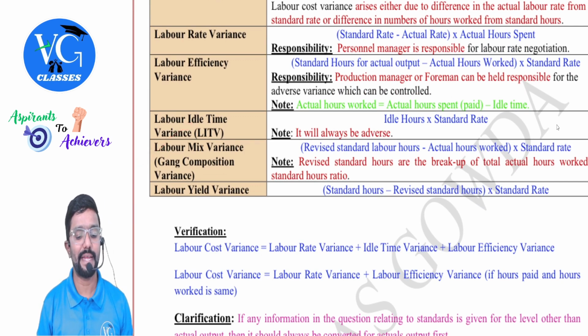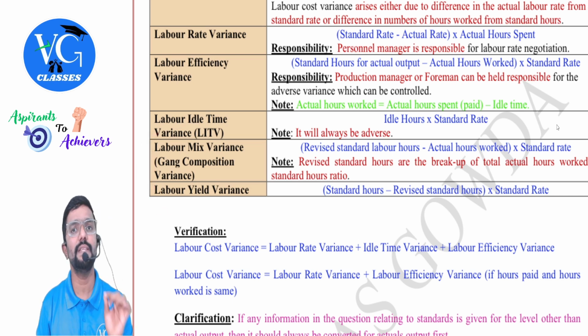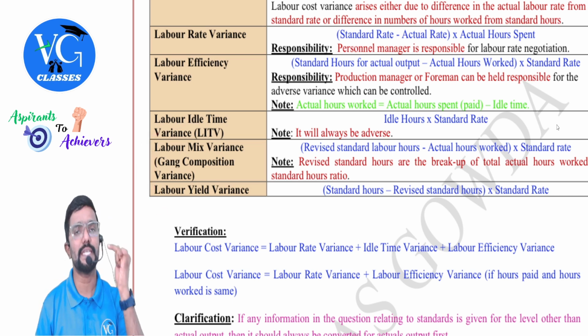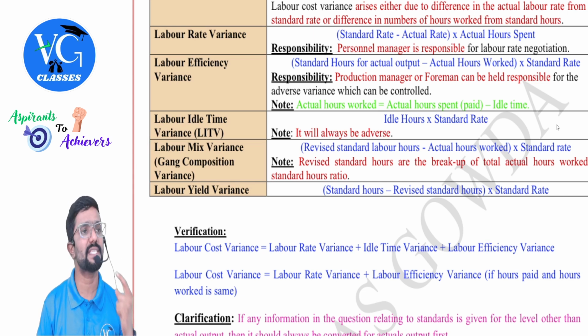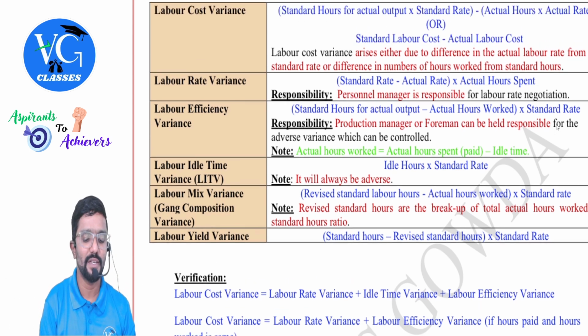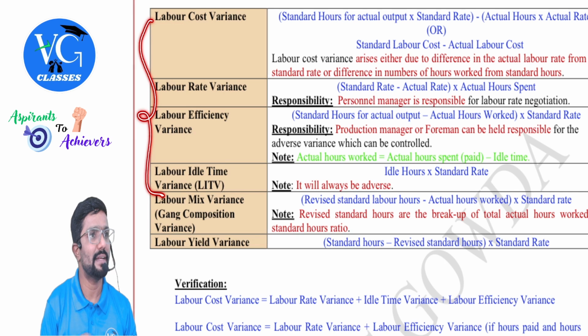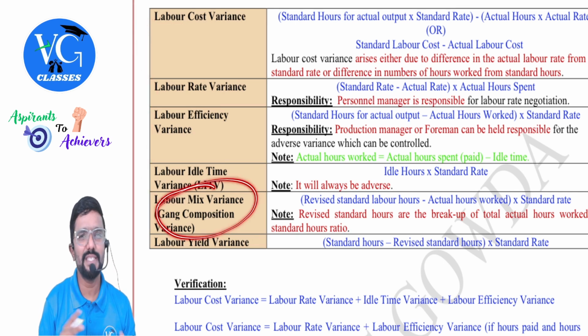Labor mix variance or gang composition variance. Sir, when will this variance come? Guys, only when there is more than one category of workers used in the production process, like skilled, semi-skilled, unskilled. If there is only one category of workers working in the manufacturing process, then you will calculate only till here. Clear? So, for example, why is this mix variance?